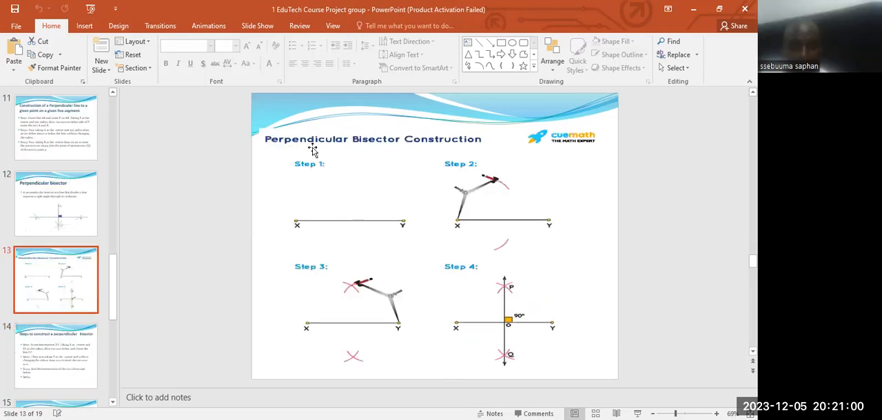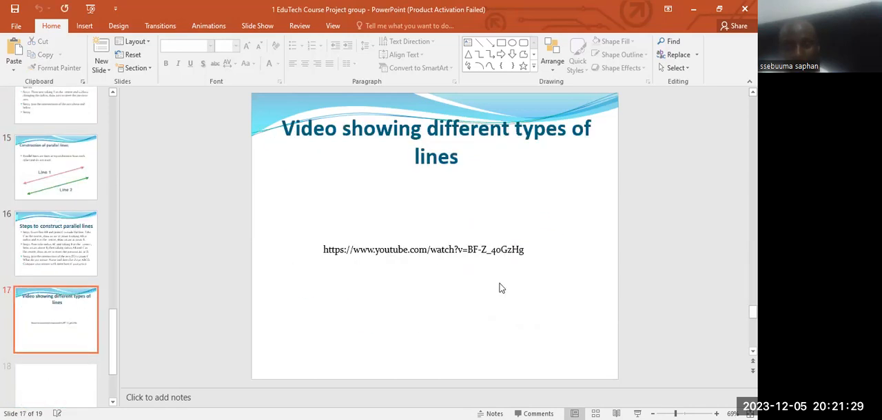And these are the steps that we can go through to construct a perpendicular bisector. As you can see, we have step 1, step 2, step 3, step 4. When you go through all these 4 steps, you come up with a perpendicular bisector, as you can see here. It is dividing a line segment XY at equal distances, but at an angle of 90 degrees at this point O.